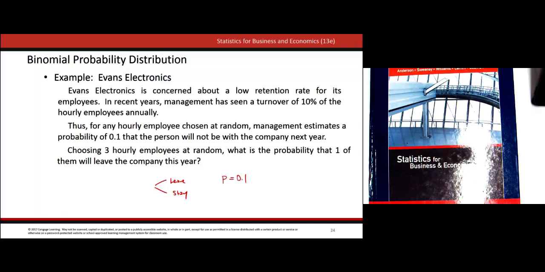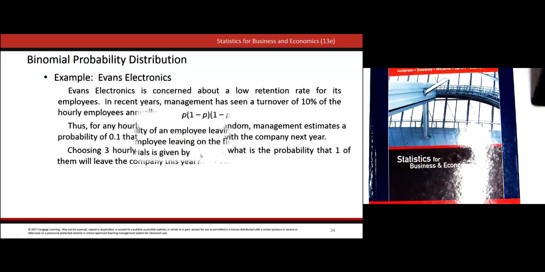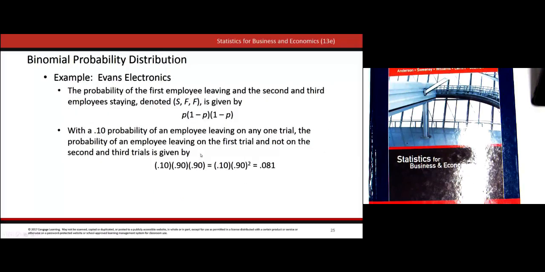And we assume that the trials are independent, so they don't affect each other. One person leaving the company doesn't affect the other person leaving or staying. So such as, first employee leaves, other stays. What's the probability of this outcome?